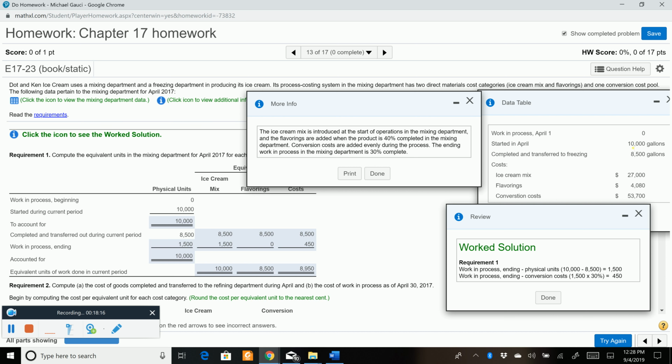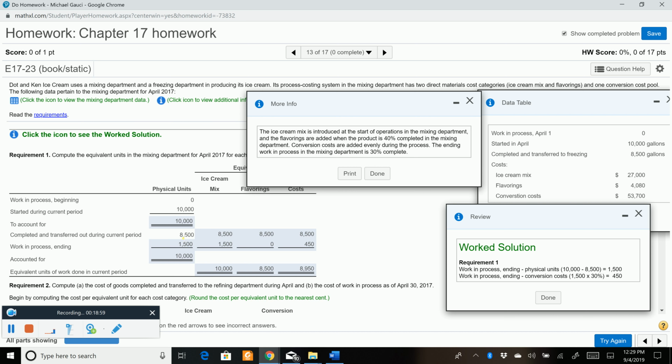Out of the 10,000 that we need to account for, it looks like we completed 8,500 gallons. If 8,500 gallons were completed and transferred out, that means the remaining 1,500 gallons are somewhere in the assembly line. They will be in the ending WIP. So we've accounted for our 10,000 gallons: 8,500 of them moved on, and 1,500 of them are in the WIP. That is your first step, to summarize the flow of the physical units. Now what we're going to do is figure out the equivalent units by converting the physical units to equivalent units.